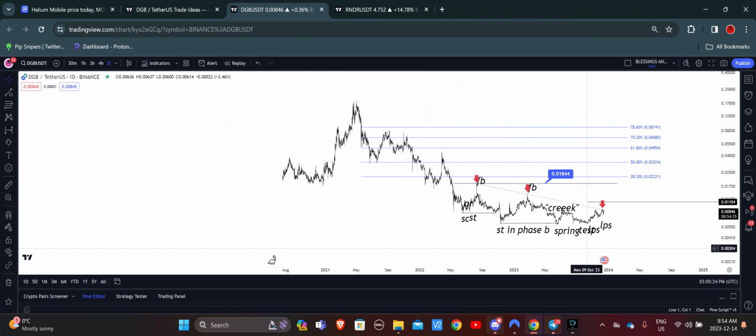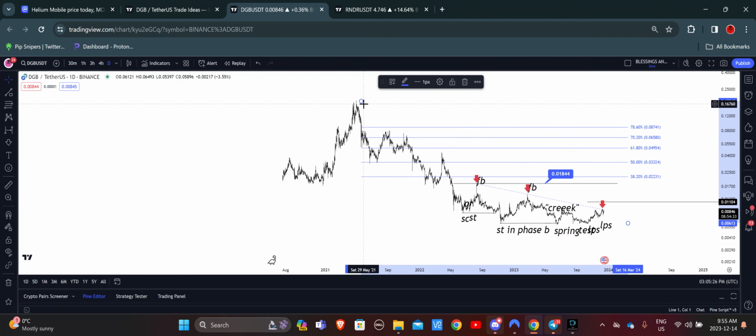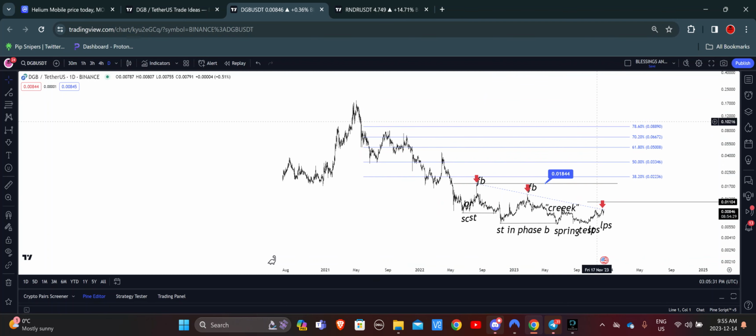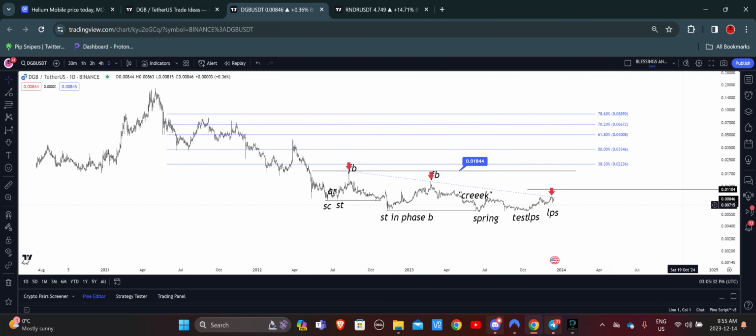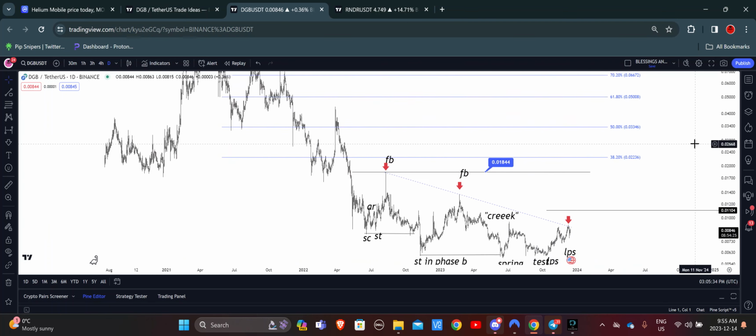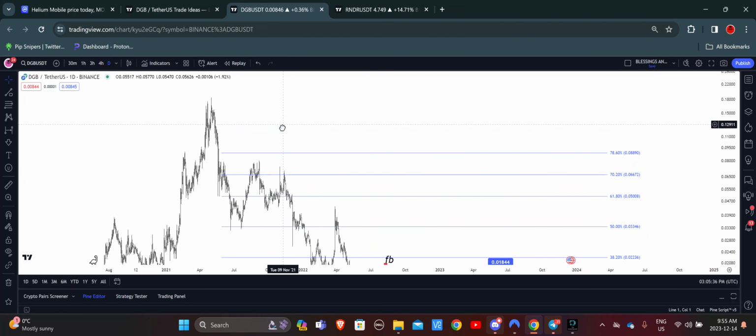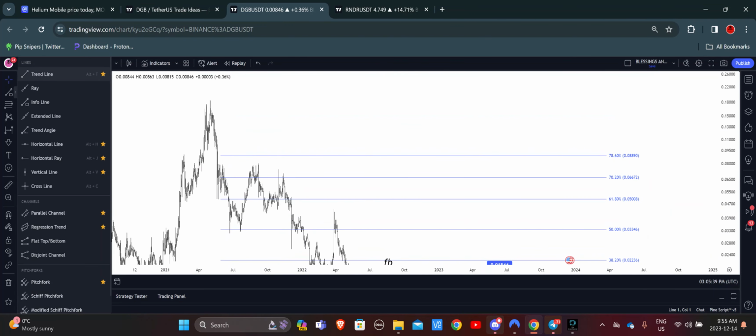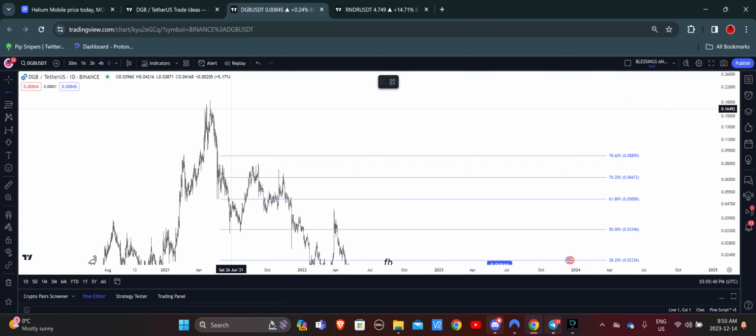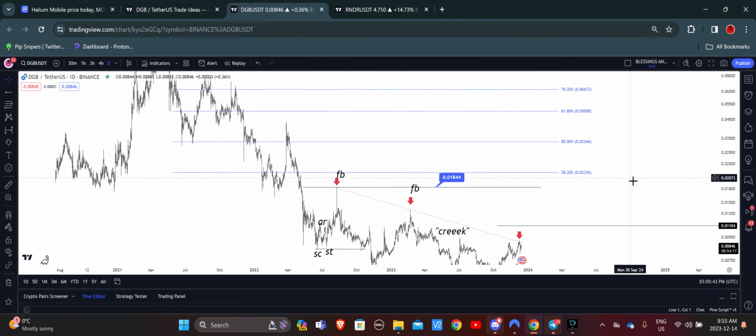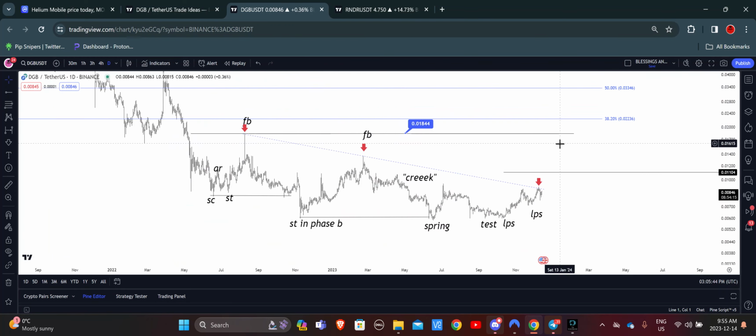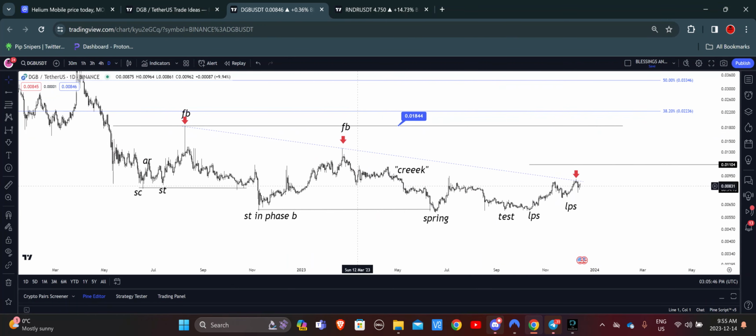So all I did was I took a fib from the very peak over here down to the trough, and this is how I found the fib targets. Ultimately though, I think that DGB is going to perform very well, so I think we do come back to test these all-time highs.